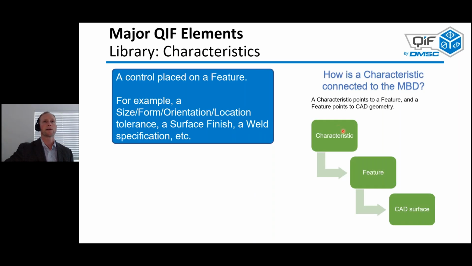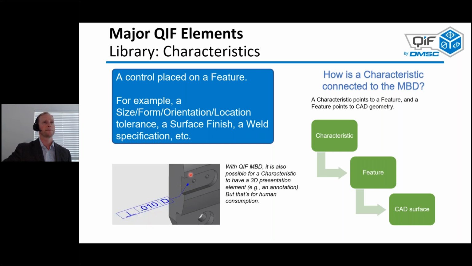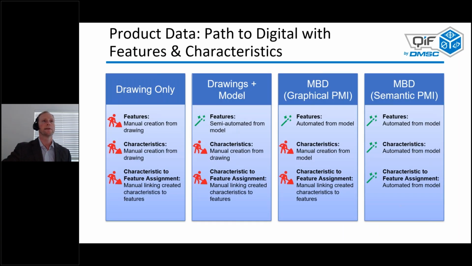And this is the way it works. A characteristic references a feature, and then the feature references the CAD surface, or really it references the product definition, which in the MBD world is the CAD surface. And that might look something like this in an MBD setting. You have a characteristic and it'll reference this feature over here. And so this same idea can exist on the 2D side, a lot of these ideas.